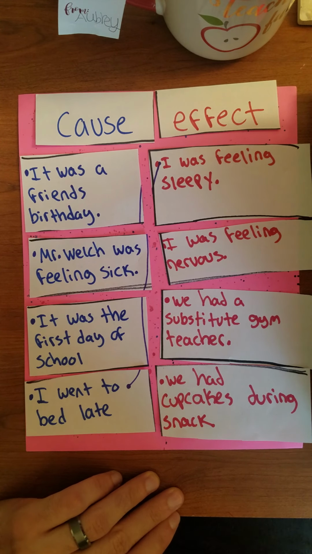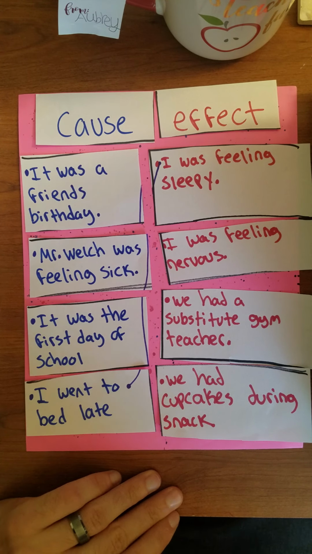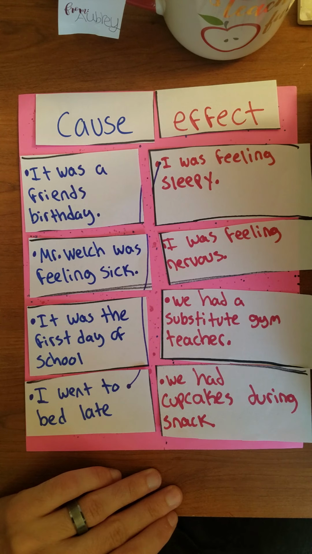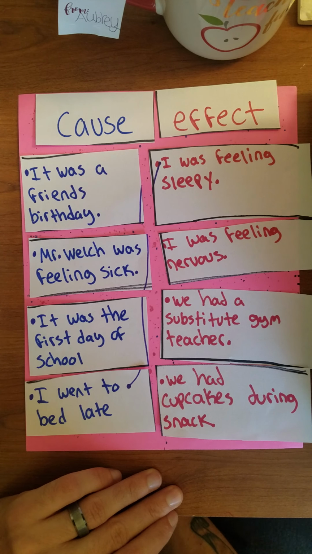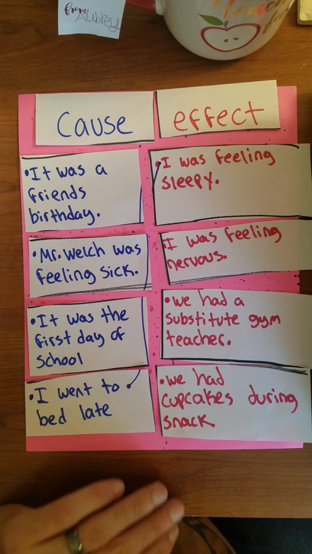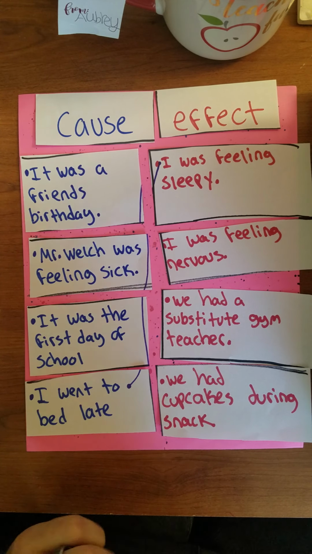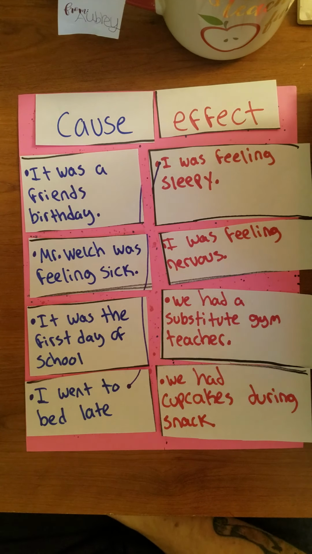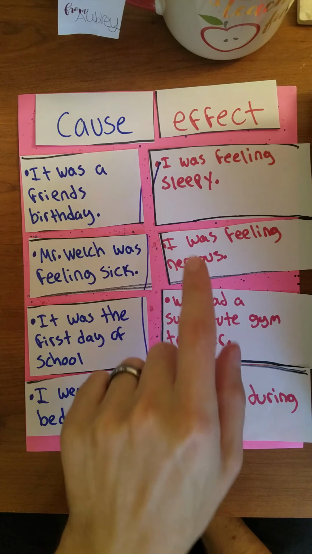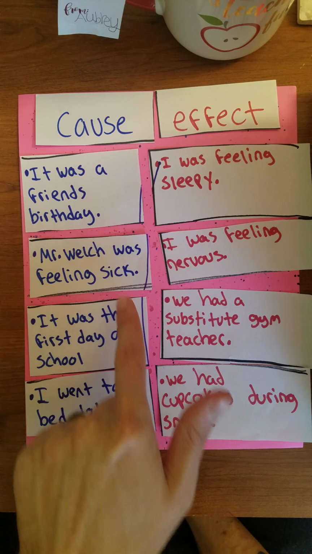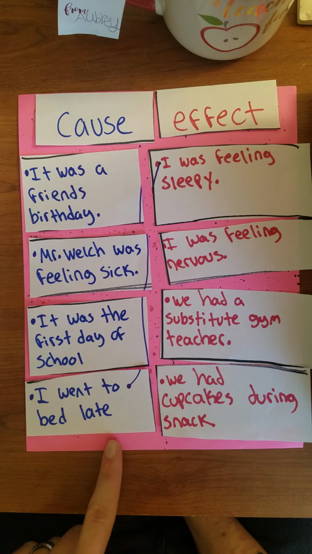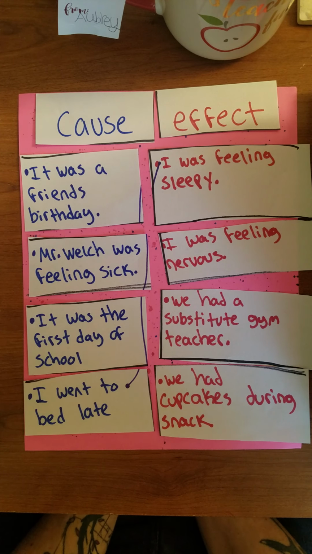I don't know why Mr. Welch feeling sick would make you feel sleepy. The next one says it was the first day of school. And again, maybe you had to get up earlier than you've been getting up all summer, so maybe you felt sleepy because it was the first day of school. Finally, we have I went to bed late. So of these 4 causes, which one do you think best answers the question, why was I feeling sleepy? It was a friend's birthday, Mr. Welch was feeling sick, it was the first day of school, or I went to bed late. Which one?